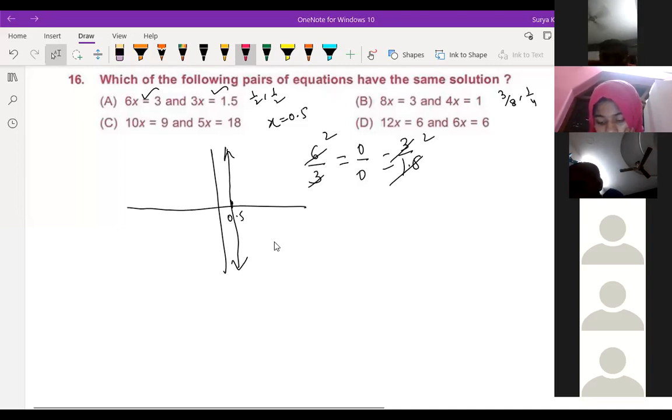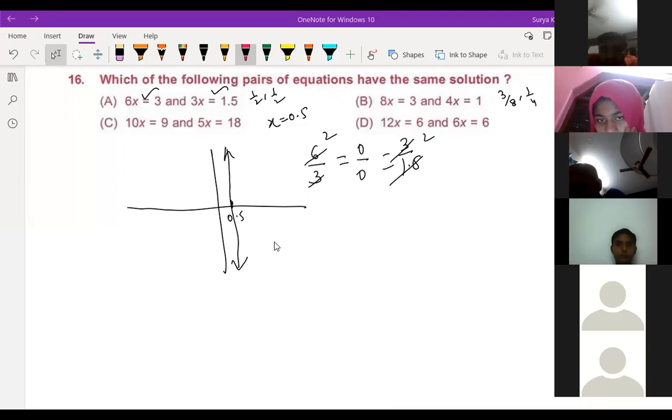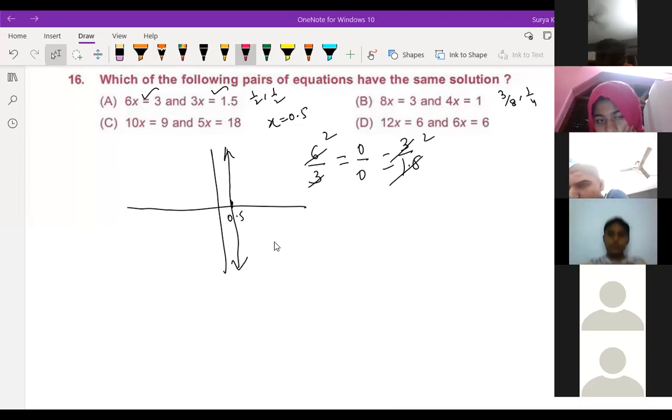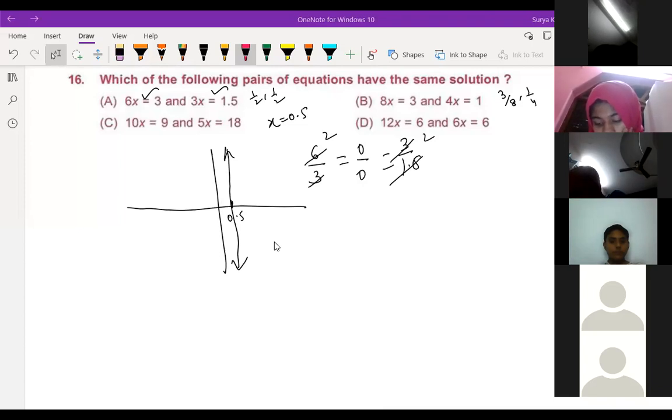So the lines are basically the same, like they overlap each other. Overlapping each other means they have infinitely many solutions. There are 3 cases. When a1 by a2 is not equal to b1 by b2, in that case there is only one solution, and intersecting lines will come.